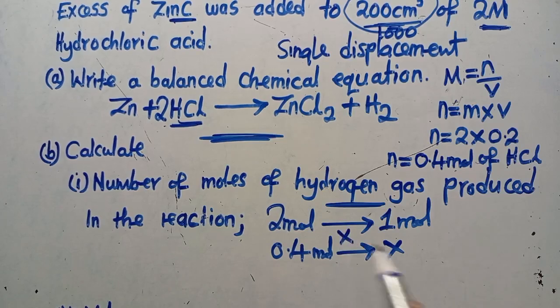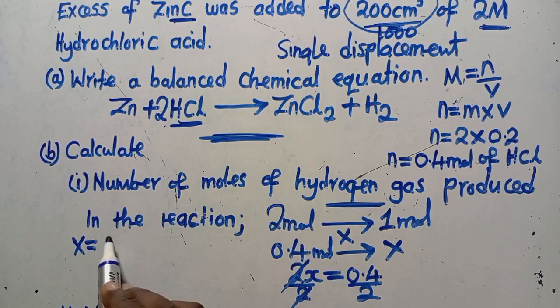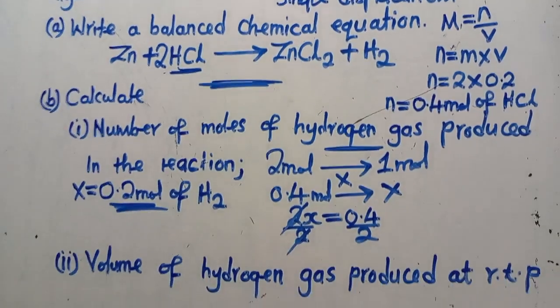Here I'm going to cross multiply. 2 times x, that is 2x, is equal to 0.4 times 1, that is 0.4. I divide both sides by 2. This will be cancelled. So x is now equal to 0.4 divided by 2. You are going to get 0.2. So meaning that 0.2 moles of what? Hydrogen gas. So this is my answer. The same way I've answered, this is how you are supposed to answer. We move now to the next question.